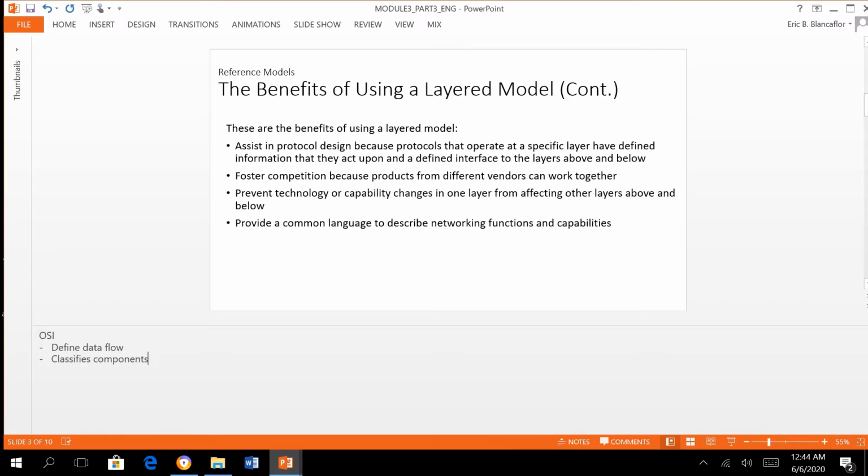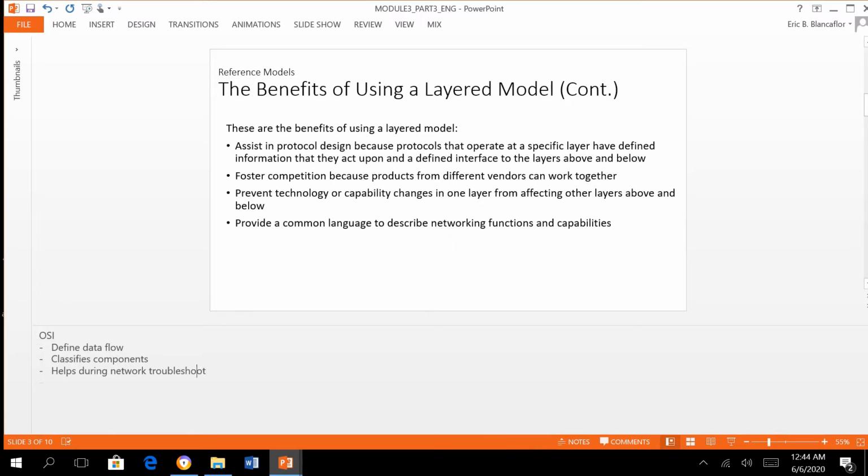Another is that the layered model is very helpful when troubleshooting a network, because when you troubleshoot, it is very important to identify the processes of the data flow. It is also very important to identify the role of each component in the network. That will be your guide when you troubleshoot an issue in the network. So again, it helps during network troubleshooting.